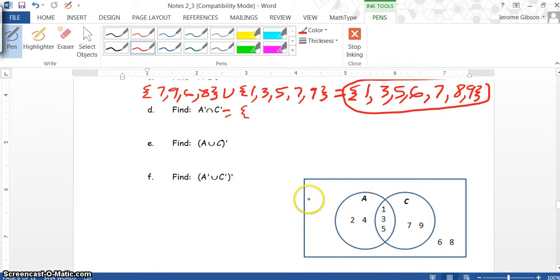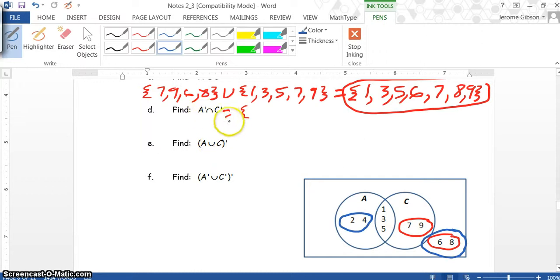Okay, class, picking up where we left off, I want to go back and redo that last example. What I did was I moved the figure here at the bottom so it'd be easily seen for examples D, E, and F. It says find A complement intersect C complement. Now, if we look here, the complement of A is 7, 9, 6, and 8. Now we want to find the complement of C. The complement of C is 2, 4, and also 6, 8.